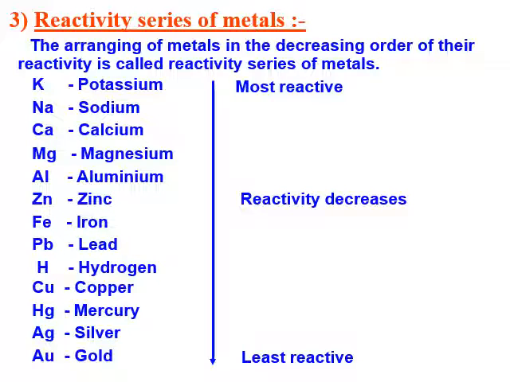Reactivity series of metals. The arrangement of metals in decreasing order of their reactivity is called the reactivity series of metals. The most reactive metals we can learn are potassium, sodium, calcium, magnesium, aluminium, zinc, iron, lead, hydrogen, copper, mercury, silver and gold. Silver and gold are noble metals. They are less reactive. Reactivity decreases when we move from top to bottom of the series.